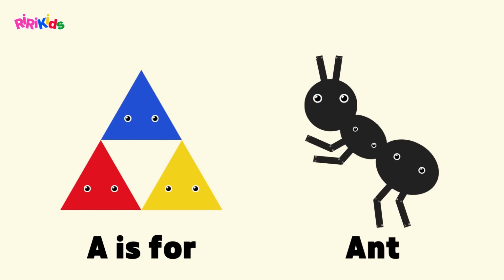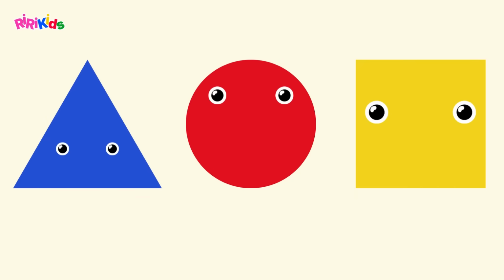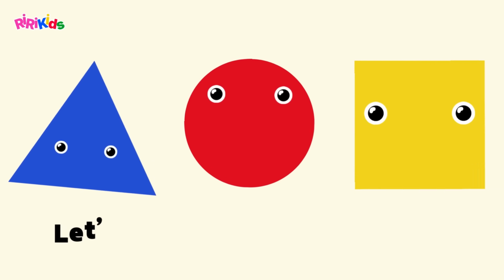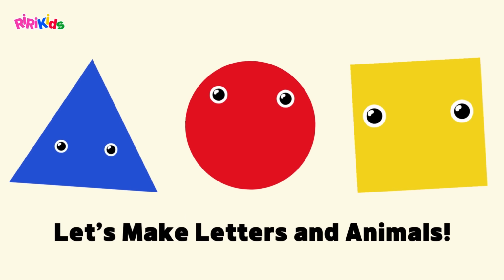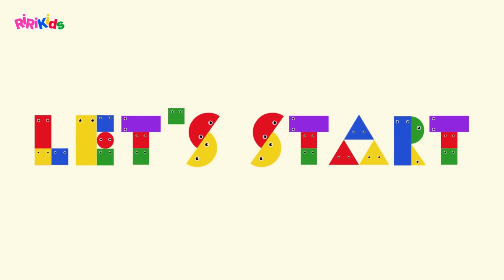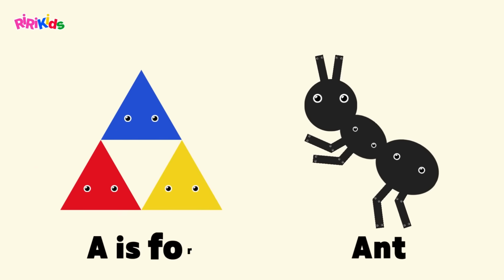A is for ant. Triangles, circles, squares, and more. Let's make letters and animals. Let's start with A. A is for ant.